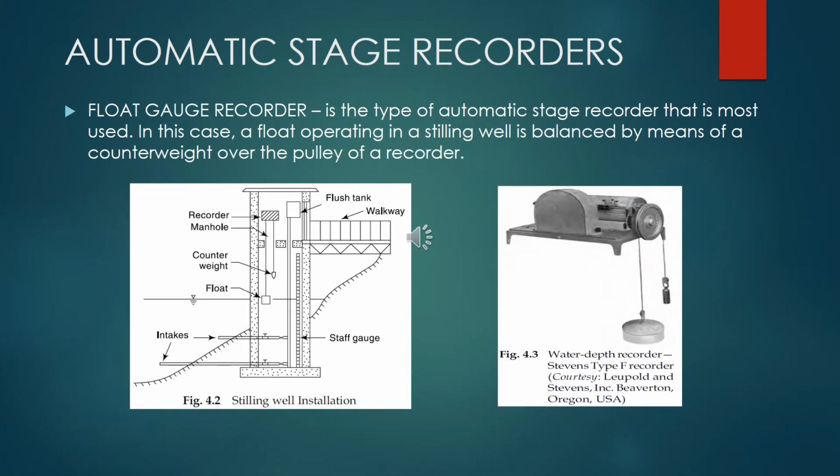Aside from manual gauges, we also have automatic stage recorders that overcome the basic objection of manual staff gauges and find substantial use in the practice of flow measurement. We have two typical automatic recorders. First is the float gauge recorder. It is the type of automatic stage recorder that is most used.